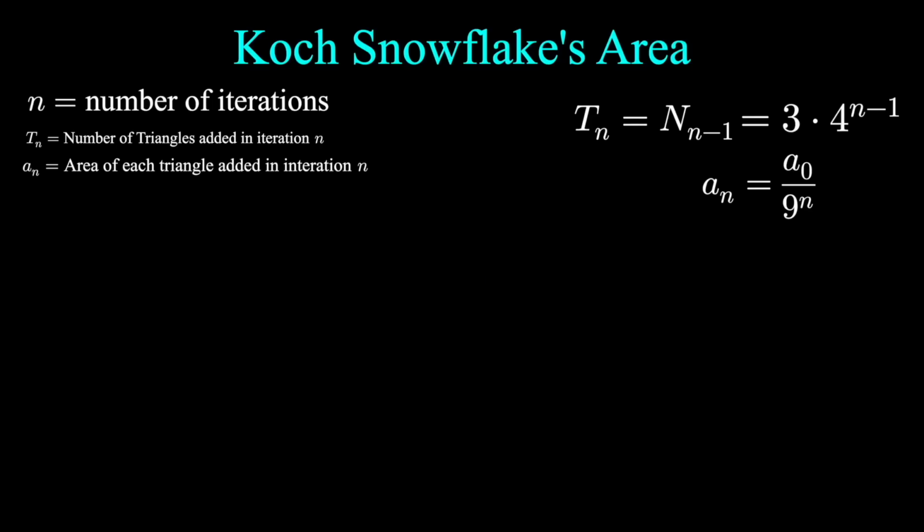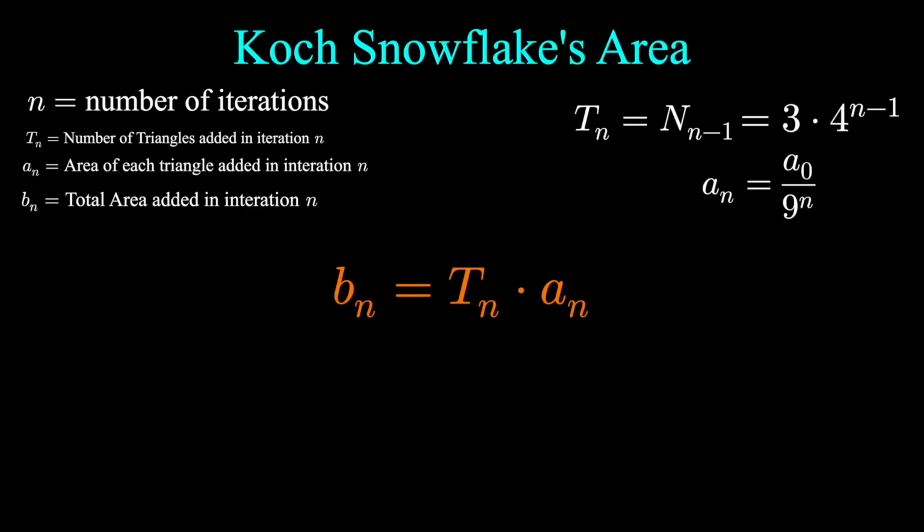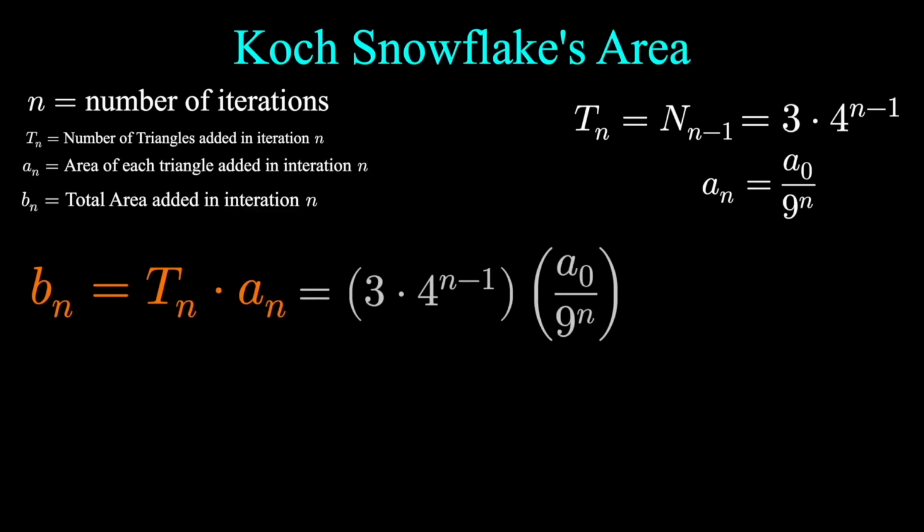Here's the fun part. We have a formula for the number of new triangles added, and we have a formula for the area of each new triangle added. So the total area added by each new iteration, I'll call it B sub n, should be the number of triangles added times the area added. Just multiply our 2 formulas together, and we can make this look a little nicer with properties of exponents. That's the total new area added in each iteration.